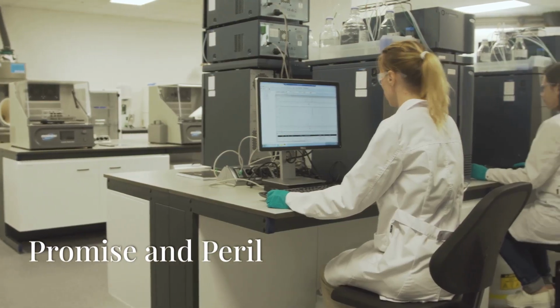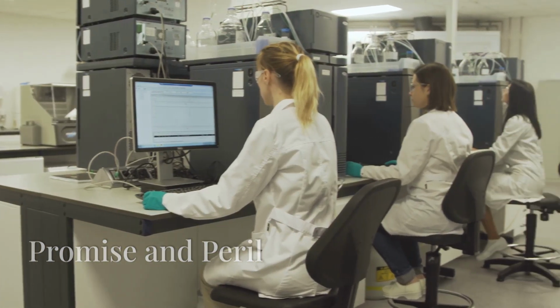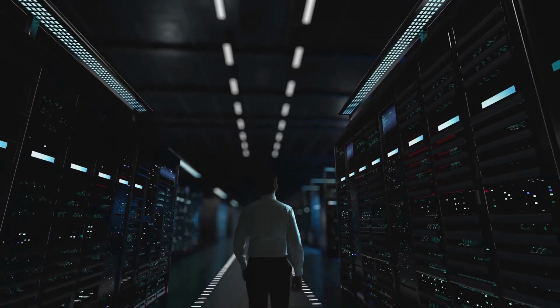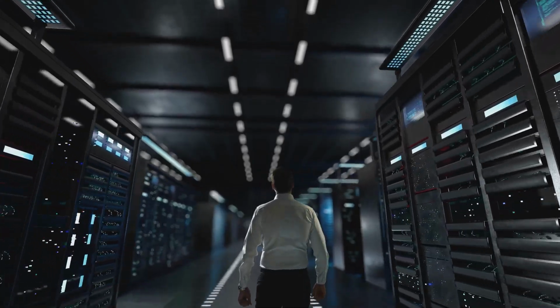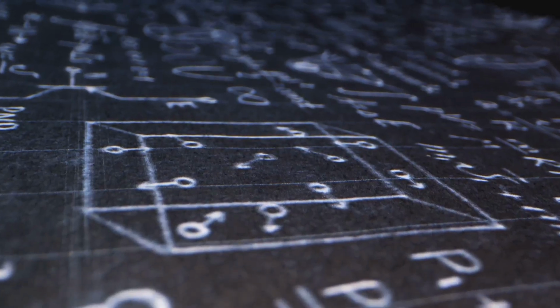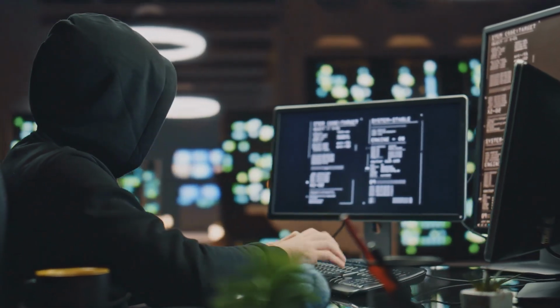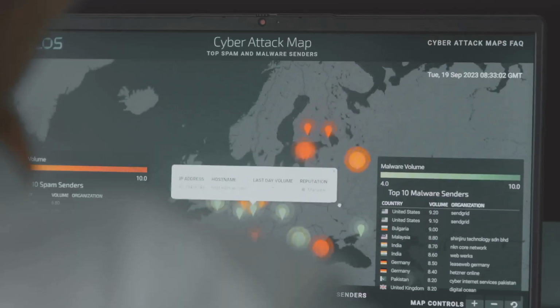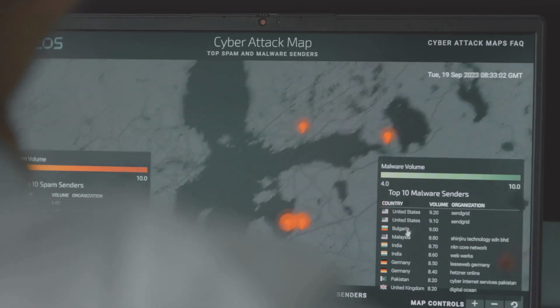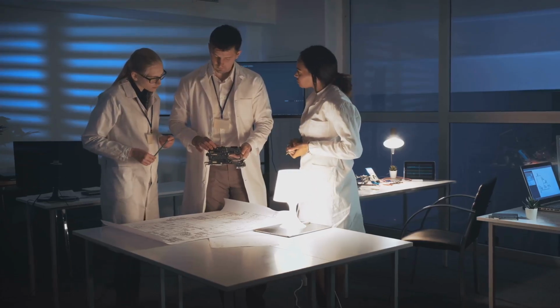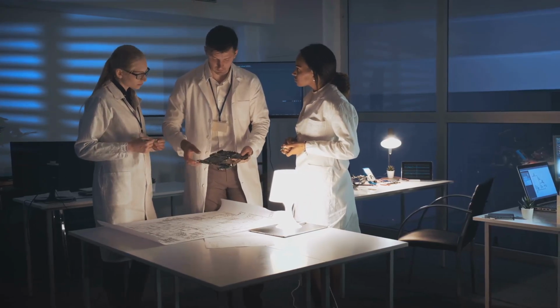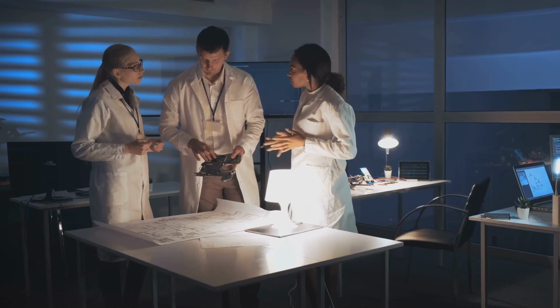Quantum computing holds immense promise, but it also comes with potential perils. On one hand, it could revolutionize fields like cryptography, medicine, and artificial intelligence, solving problems that are currently insurmountable. On the other hand, it poses risks, such as breaking existing encryption methods, which could compromise global security. Balancing these promises and perils is crucial as we advance in this cutting-edge technology.